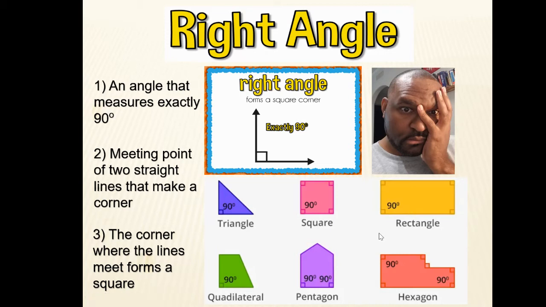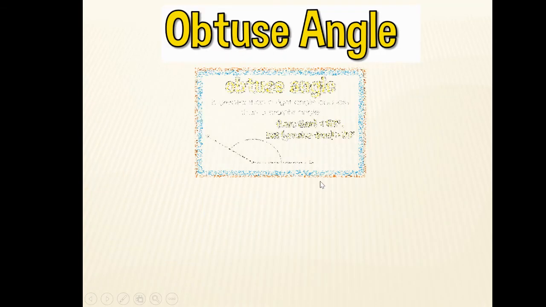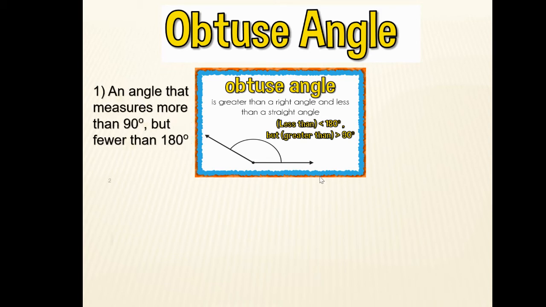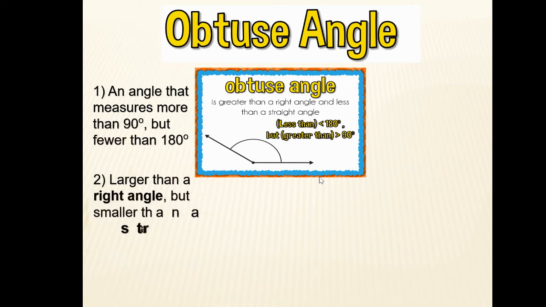The next angle we're going to talk about is going to be an obtuse angle. Now, what is an obtuse angle? The obtuse angle is an angle that is greater than a right angle, but is going to be less than that straight angle that we just mentioned. So make sure that it's larger than the right angle, but it has to be smaller than the straight angle that we're going to get to next.